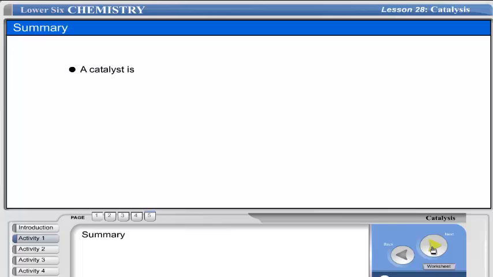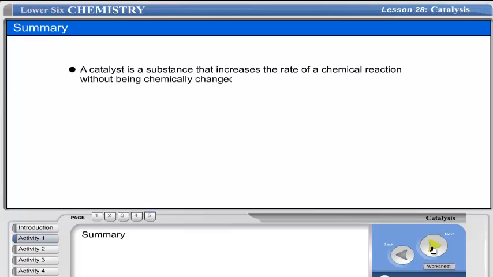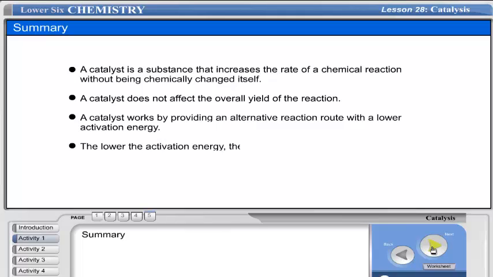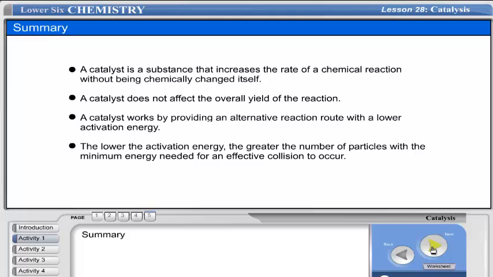A catalyst is a substance that increases the rate of a chemical reaction without being chemically changed itself. A catalyst does not affect the overall yield of the reaction. A catalyst works by providing an alternative reaction route with a lower activation energy. The lower the activation energy, the greater the number of particles with the minimum energy needed for an effective collision to occur. Thus, the rate of reaction increases.